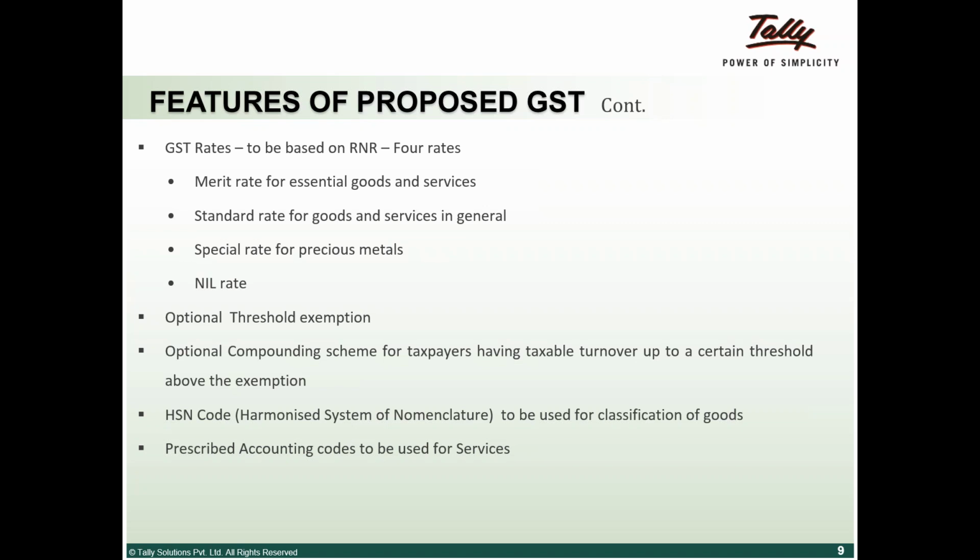In GST there's a compounding scheme that people can opt for. Compounding scheme basically works on the basis that on your total turnover you pay a fixed tax without giving any details. That's called a compounding scheme. In the present regime also, in VAT as well as service tax, there are compounding schemes available. Basically, on the basis of your total turnover, you need to pay a certain fixed amount of tax. So you will not get an input credit.